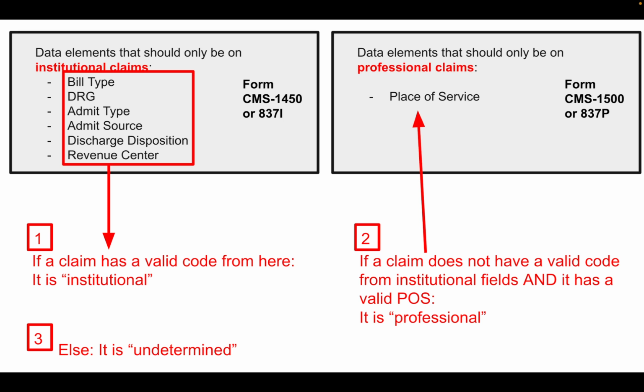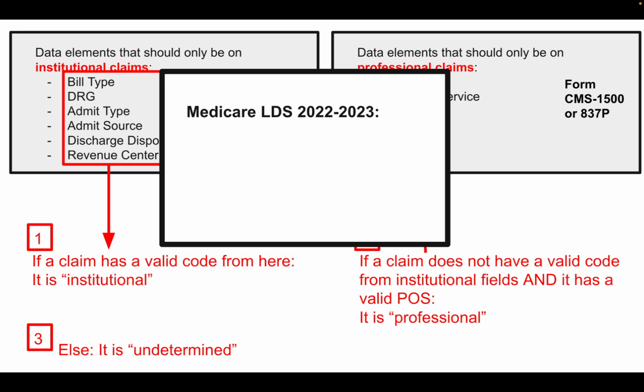So if we use this basic rule and we look, for example, at the Medicare LDS dataset from the years 2022 and 2023, we see there's 17% of the claims are institutional and 83% of the claims are professional based on that rule. And this is a reasonable result. A rule of thumb I usually say is that we expect around 20% of claims in any given claims dataset to be institutional and 80% to be professional. So this passes the reasonableness test.